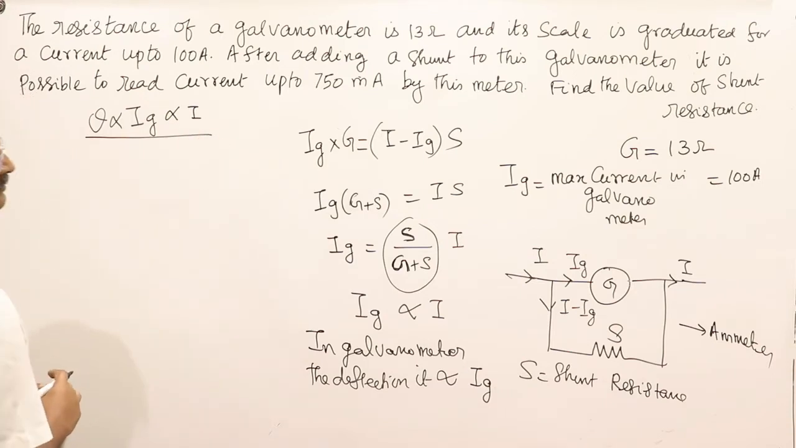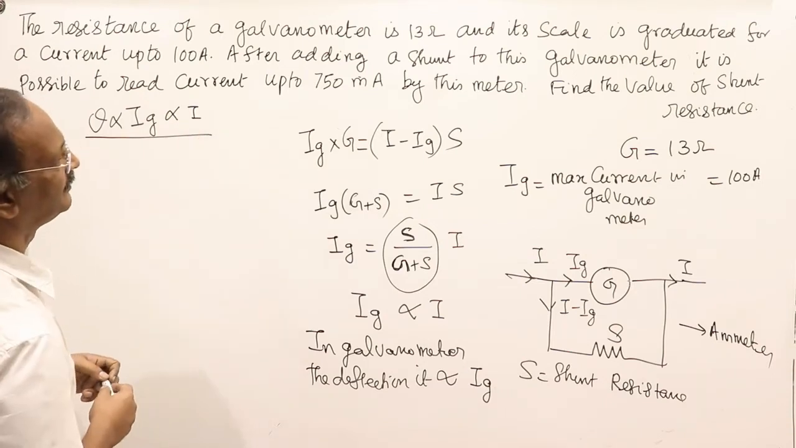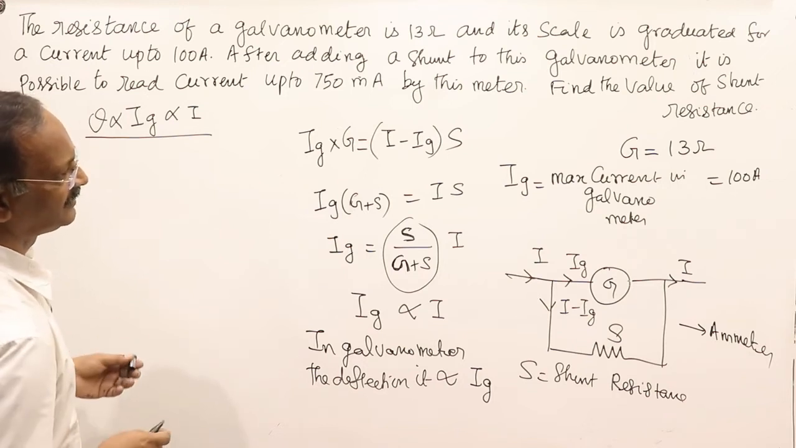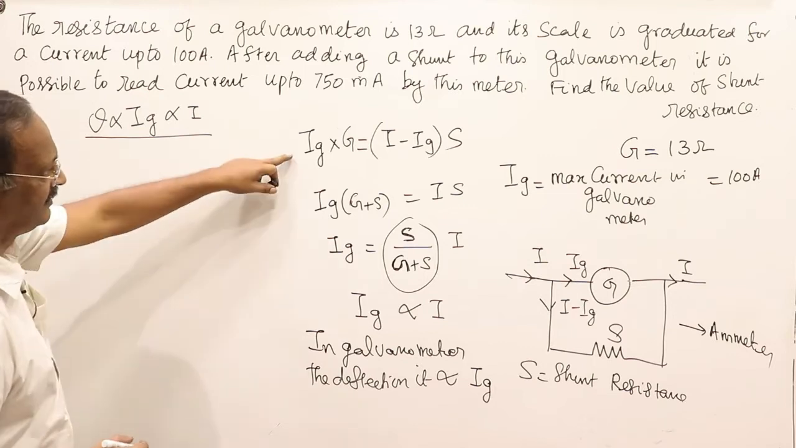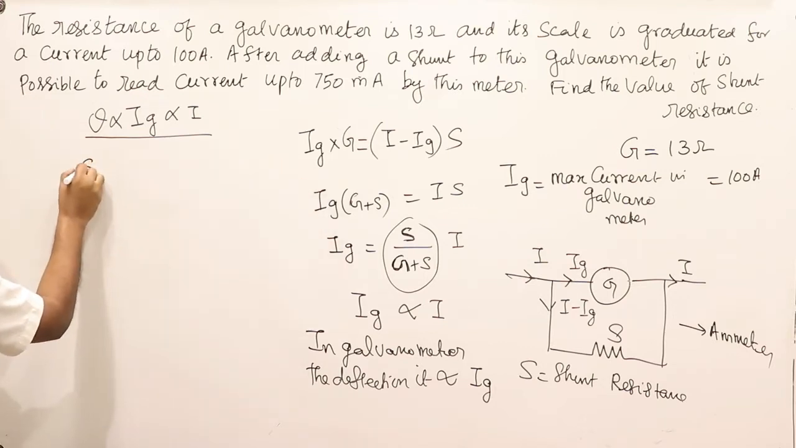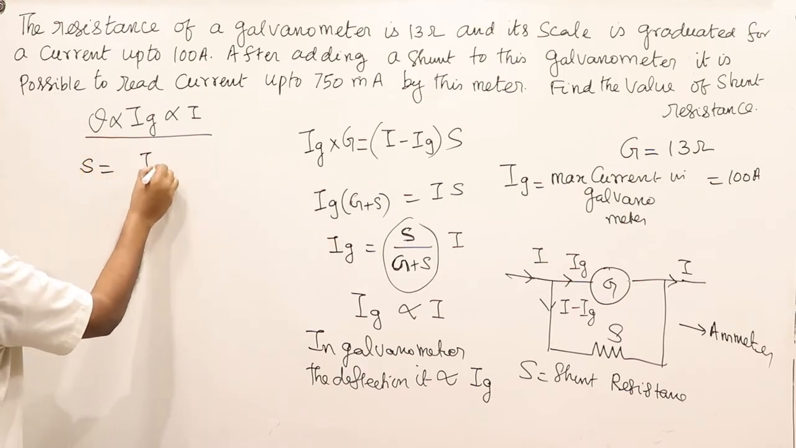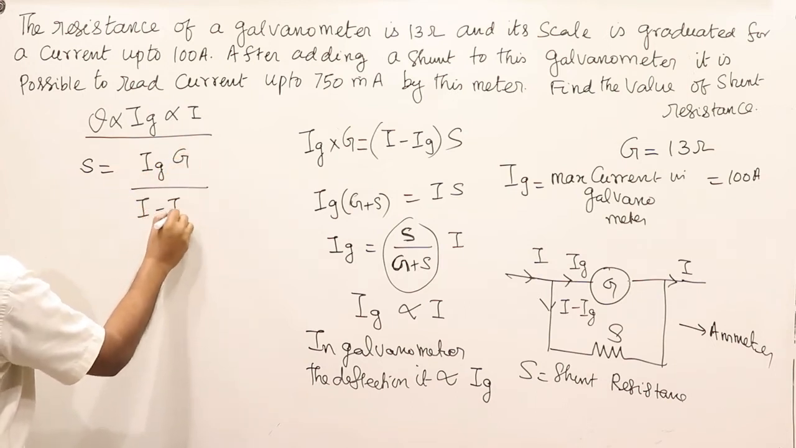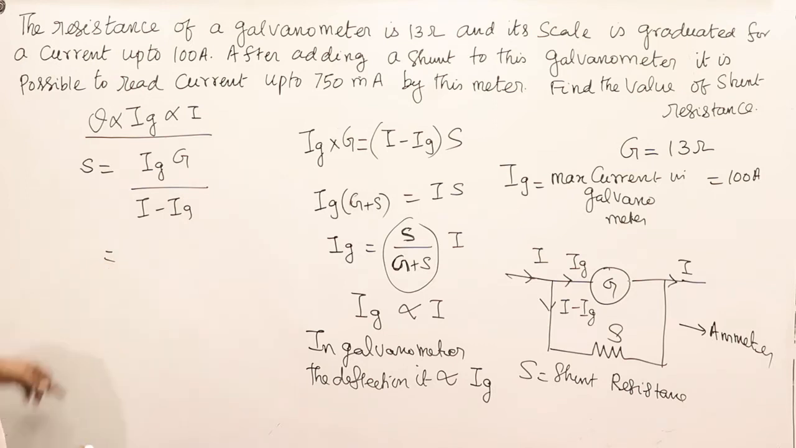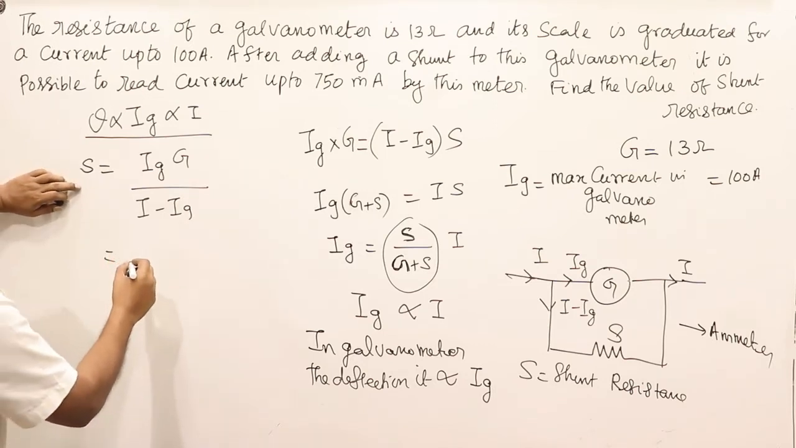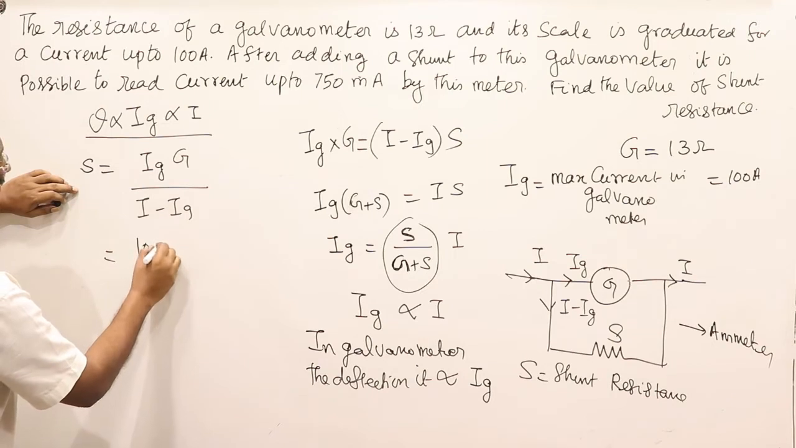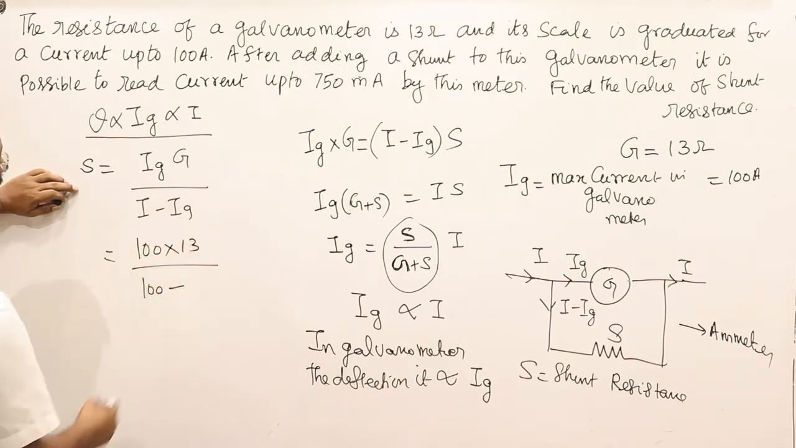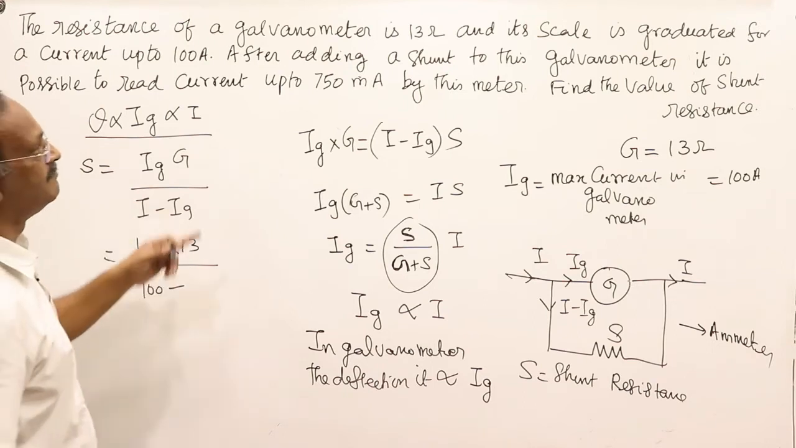Now what is required here? We have to find the value of the shunt resistance. From here, shunt resistance is equal to Ig into G divided by I minus Ig. What is the value of Ig? It is equal to 100. G is equal to 13, divided by I minus 100, where I stands for the maximum.